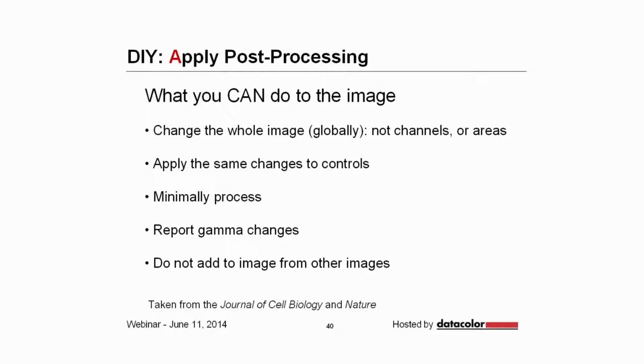Again, you'd want to minimally process, and then finally you'd want to report any gamma changes that you might have made, because there are times when gamma changes are perfectly appropriate. If you want to reveal obscure detail, you may have to change the gamma in order to show that. So just report it when you do that, and certainly you wouldn't want to measure optical density or intensity from an image in which you've done that sort of gamma change. And the editors say to me now and again that they get images in which people decided that they didn't have enough cells in one image, and so they borrowed from other images and dropped those in. No, you're not supposed to do that.